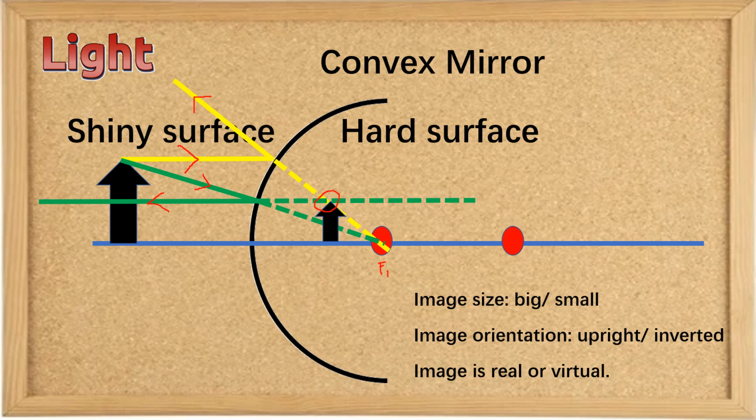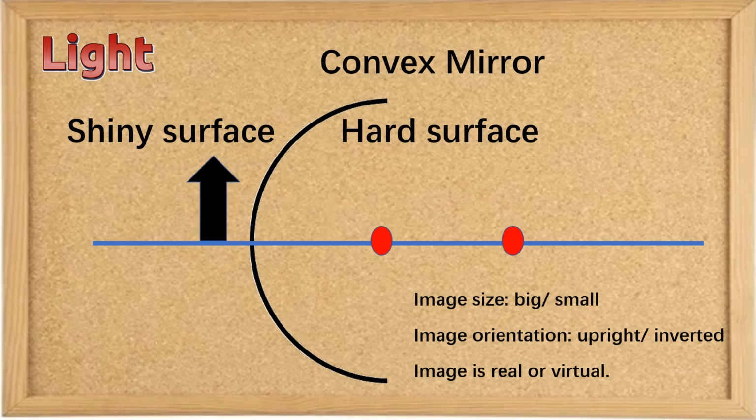Our question here, what is the image size? The image size is small. What is the image orientation? Since it is standing, it is upright. And therefore, the image is virtual.